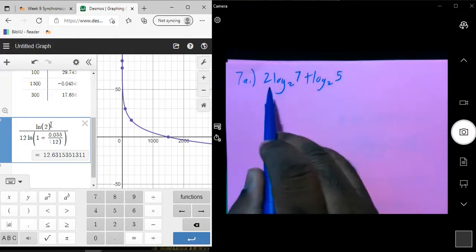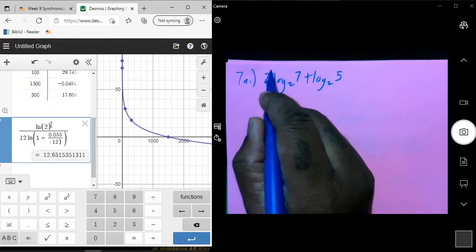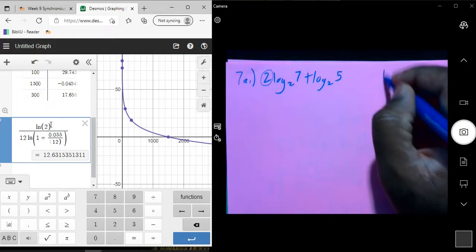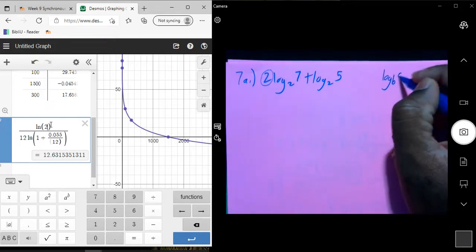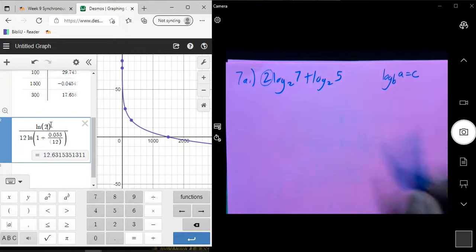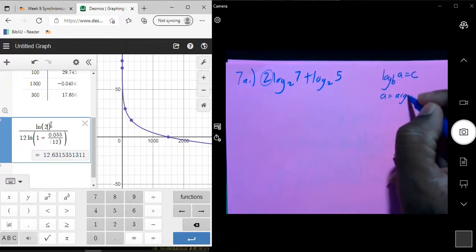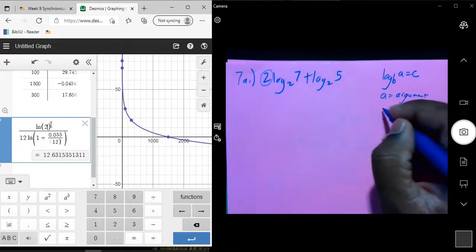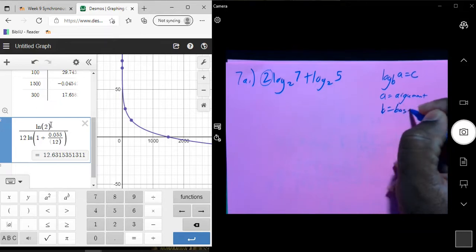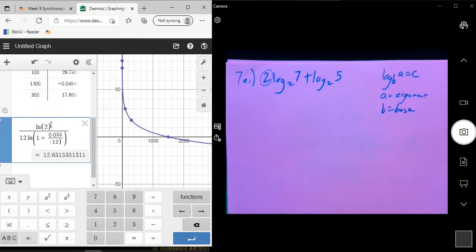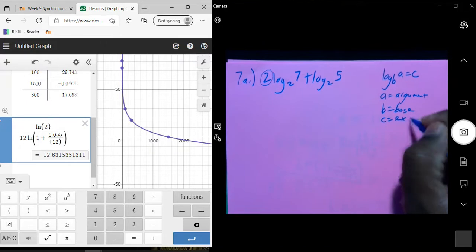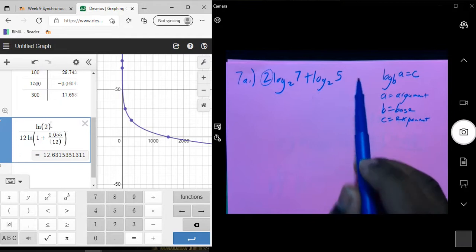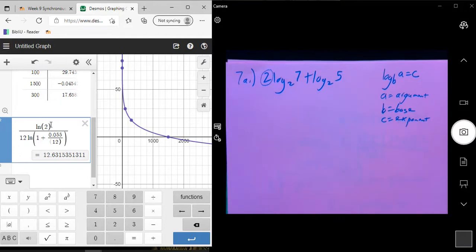Okay, first of all, when you have a number multiplied to a log, that number becomes the exponent of the argument of that log. Now remember, with the log, let's take a look here. We have log b of a is equal to c. This is your typical log. The a is the argument, which in this case would be the 7 and also the 5. The b is the base. The base here is 2 for both. And then the c is the exponent, and the exponent, if you notice here, is what we're trying to get to when we solve the problem.